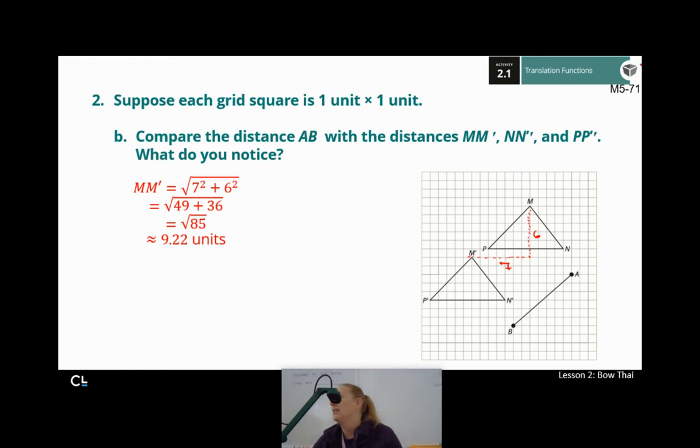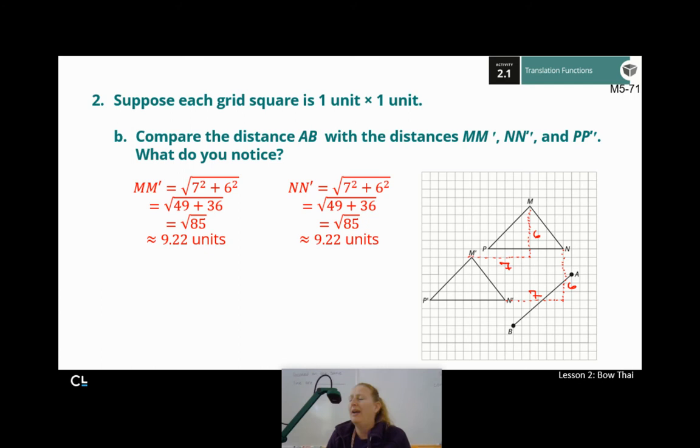You know what? I'm going to do this again. Let's go from N to N prime. So to get there, it looks like I have to go down 6 units and over 7 units. Wait a minute. So I have 7 squared plus 6 squared, and I do the square root again. Gosh, it's the same thing as before. I bet you know what's happening, but let's do it one more time.